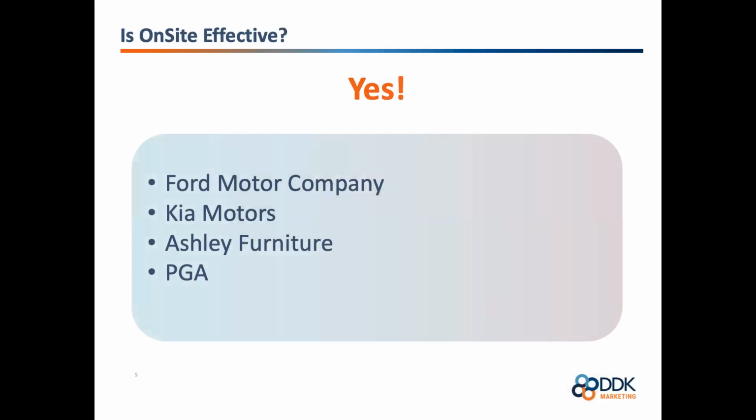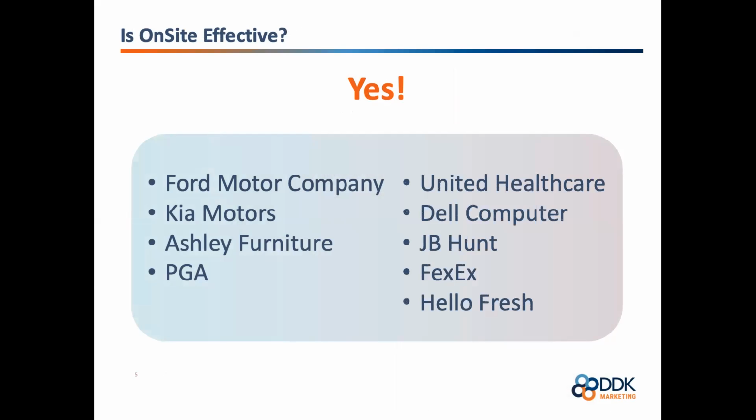So is this effective? These brands have been using this technology exactly as we're describing it for over 18 months minimum, and they're doing it on a national scale. So every Ford dealership in the country, Kia Motors, also GM, the new Cadillac electric rollout is using this technology. Ashley Furniture, the PGA, United Healthcare, Dell Computer, JB Hunt, HelloFresh. So there's a lot of brands that are already using this.